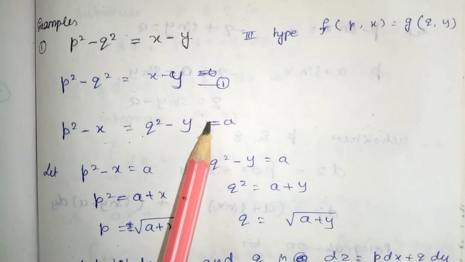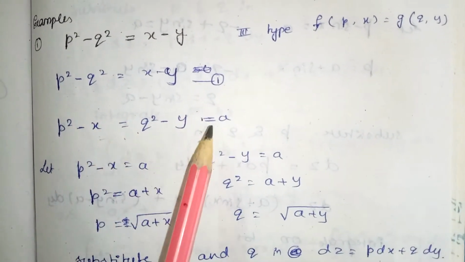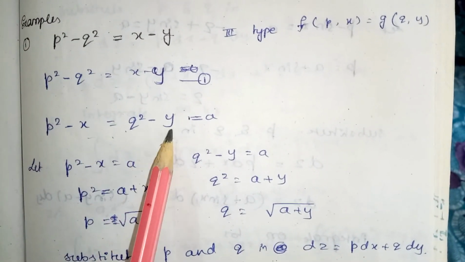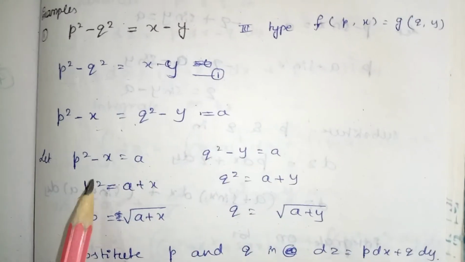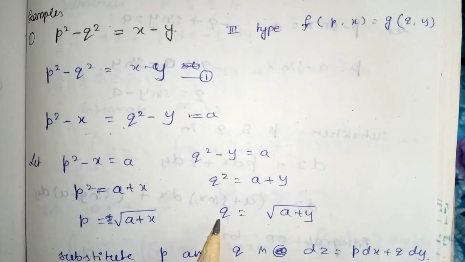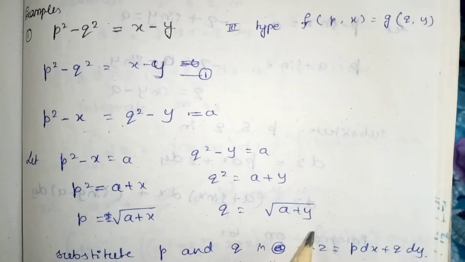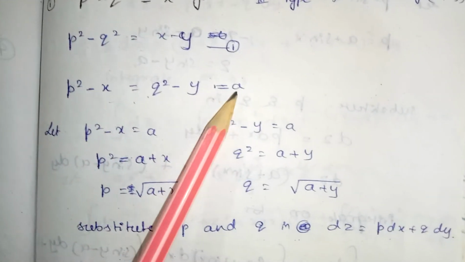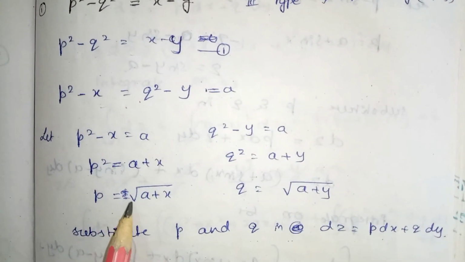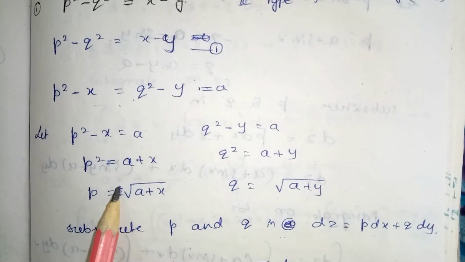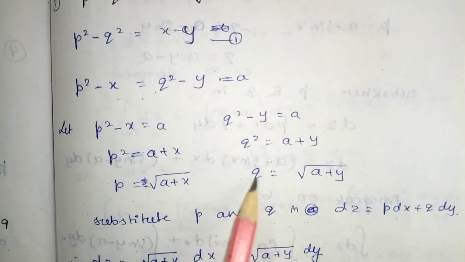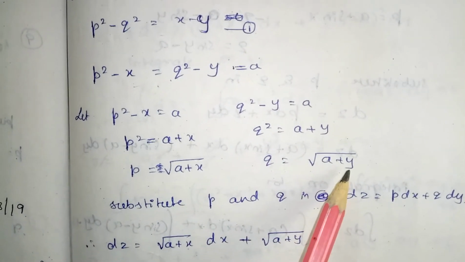Next step is we have to equate these two values to the constant a. P square minus x is equal to q square minus y is equal to a. Next step is we have to find the value of p in terms of a and x, and the value of q in terms of a and y. p square minus x is equal to a, then p square is equal to a plus x, p is equal to square root of a plus x. You get plus or minus, but you take only the positive value. Similarly, q is equal to square root of a plus y.